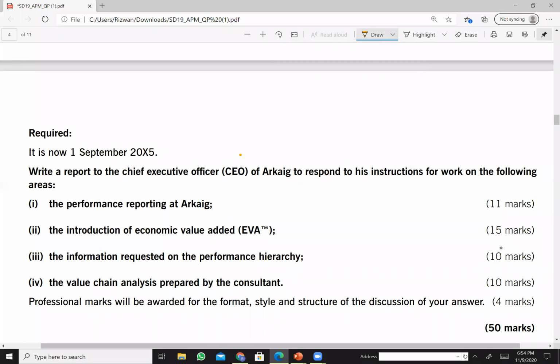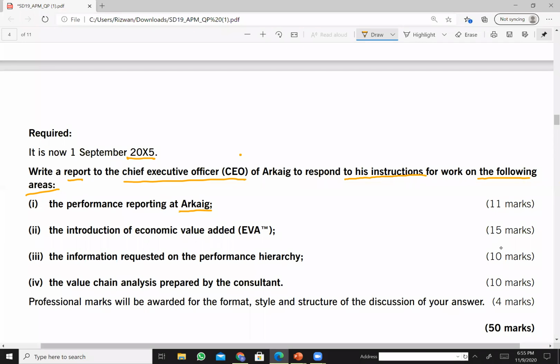It's now 1st September 20x5. Write a report to the Chief Executive Officer of the company to respond to his instructions for work on the following areas. Okay, so it's an 11 mark requirement. As you can see, the first part is the performance reporting at the company. Now, the question that you are looking at right now is a new pattern of examination. The core thing that you have to do is not written in the main requirement. It's hidden in the scenario.